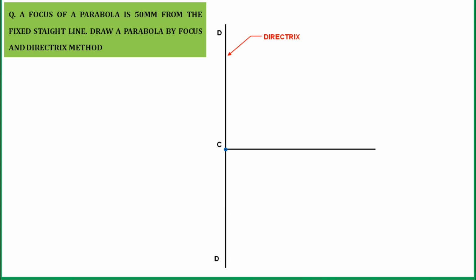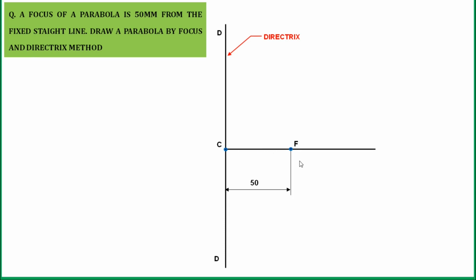Okay, so let's start with the drawing of this parabola with the focus and directrix method. So first you need to draw the vertical line or fixed straight line, that is called a directrix, and denote it by the letter DD. After that, take any one point C over this vertical line and draw one horizontal line perpendicular to the directrix. Now take a distance equal to 50 mm from this point C and locate the position of the focus F here. So as the eccentricity is 1 for the parabola, we can locate the vertex exactly at the mid of this CF line.